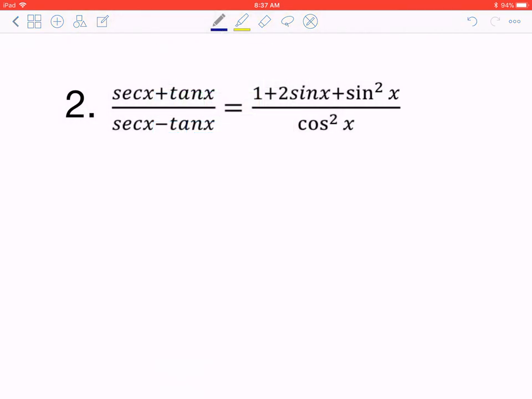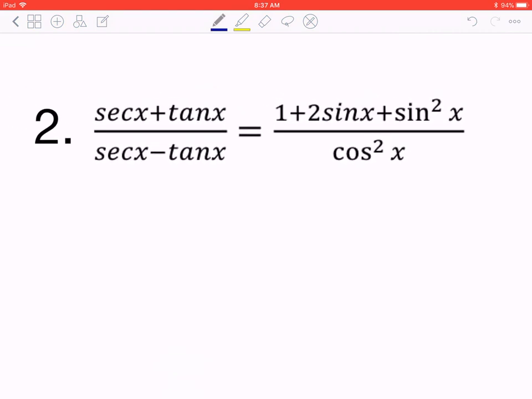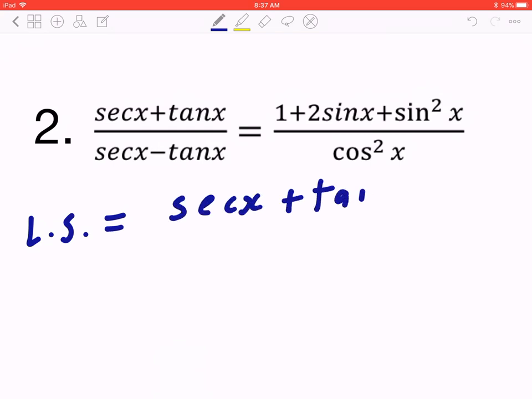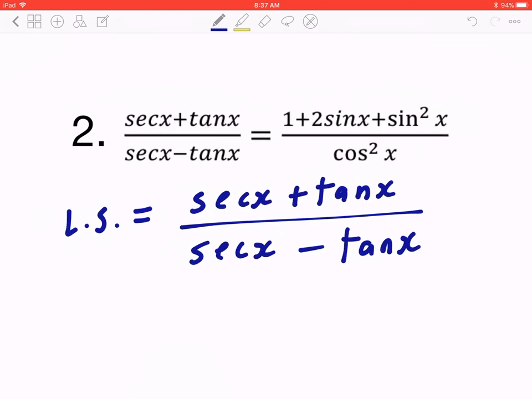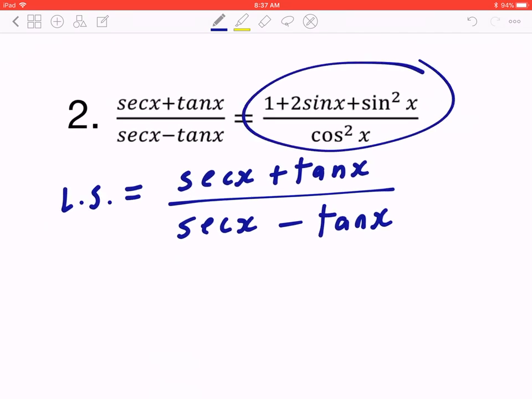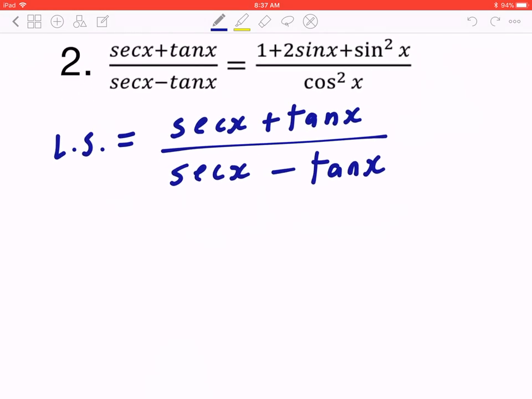Now in this case, you have secant x plus tan x divided by secant x minus tan x, which equals 1 plus 2 sine x plus sine square x divided by cos x squared. So again, the more difficult side appears to be the left. Step 1, just copy it. Step 2, again, begin with the end in mind. Your goal is to rewrite this only in terms of sine and cosine. So do not leave it in terms of secant or tan x at this point.